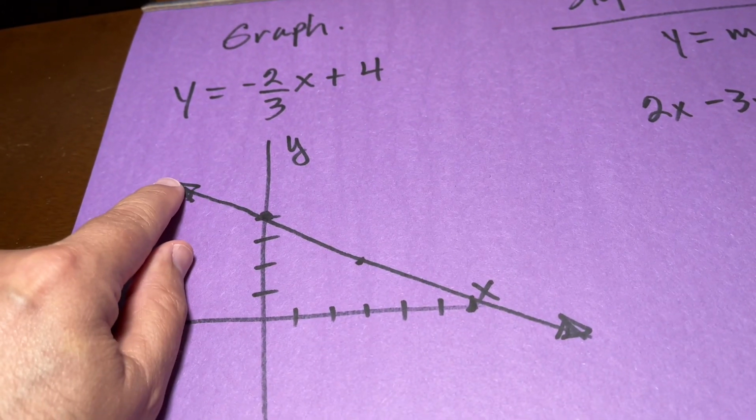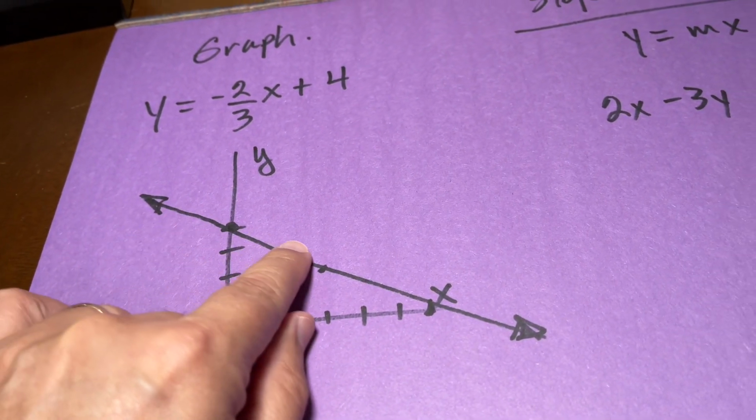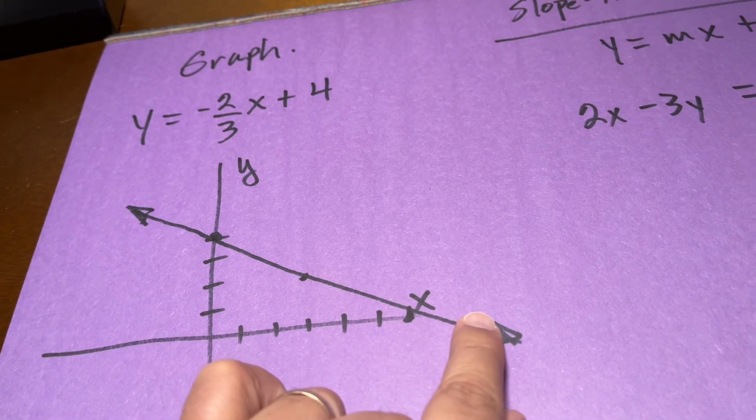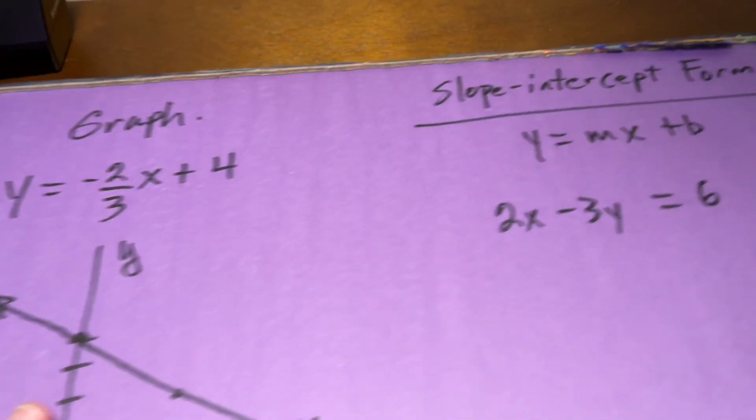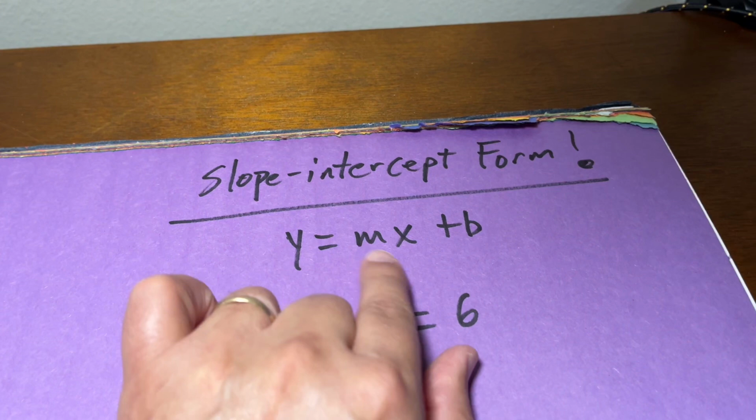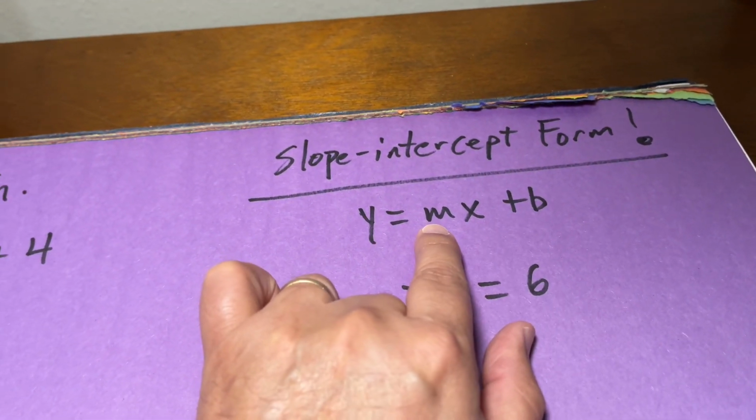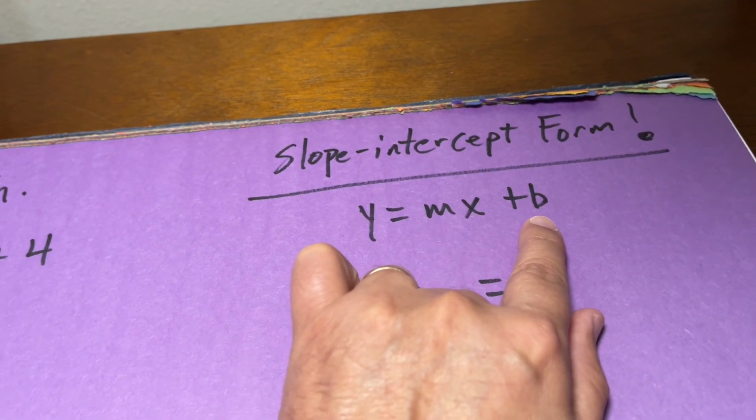And that means that if we were walking on this like a road from left to right, we would be going downhill. So this is called slope-intercept form, y equals mx plus b. M is the slope, b is the y-intercept.